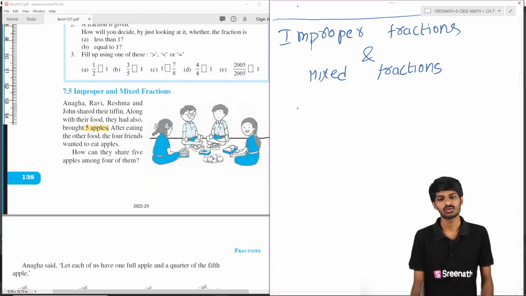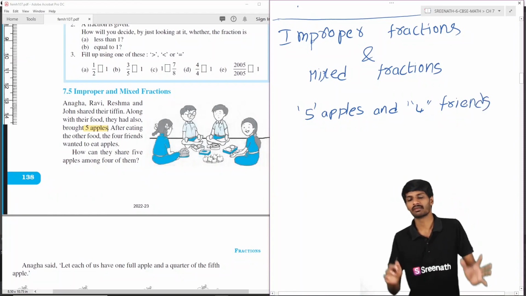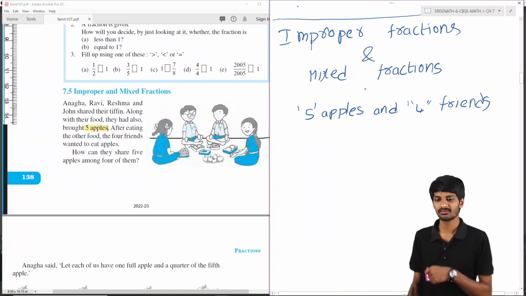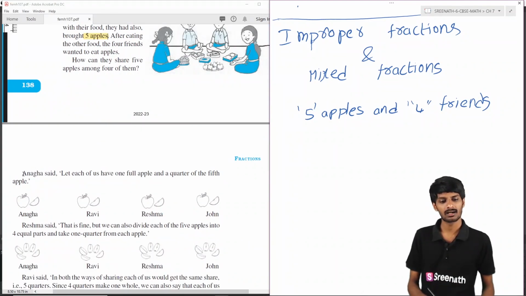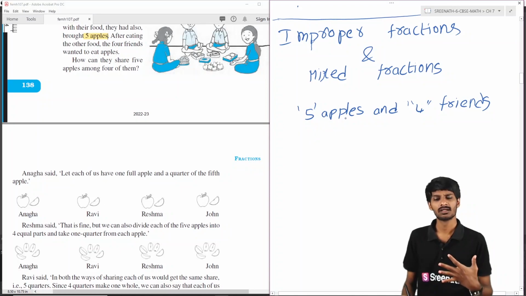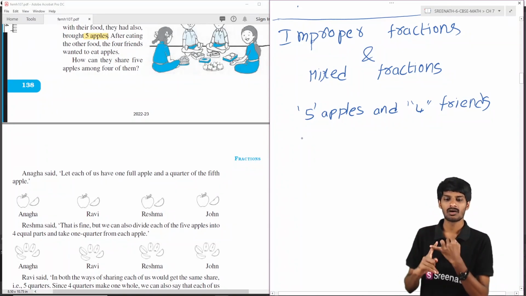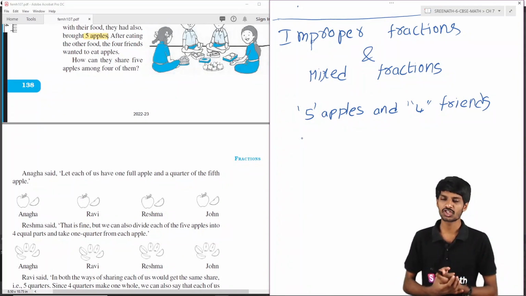Okay, students. So 5 apples and 4 friends. How to share? If you are in that situation, how will you share 5 apples among those 4 friends? Suddenly Anagna said that first everyone takes 1 apple, later 1 apple is left, and that apple is made into 4 equal parts, and each can take a quarter of the 5th apple. So will you agree? Yes, it is a good sharing.